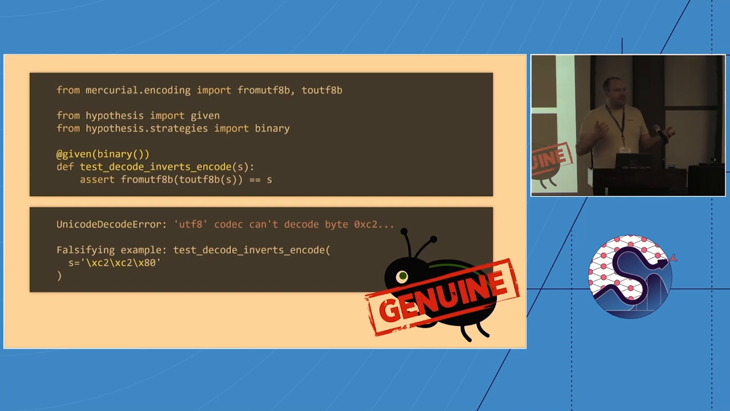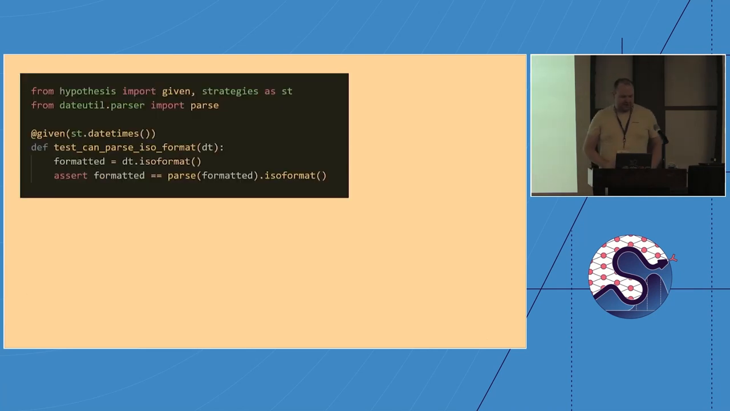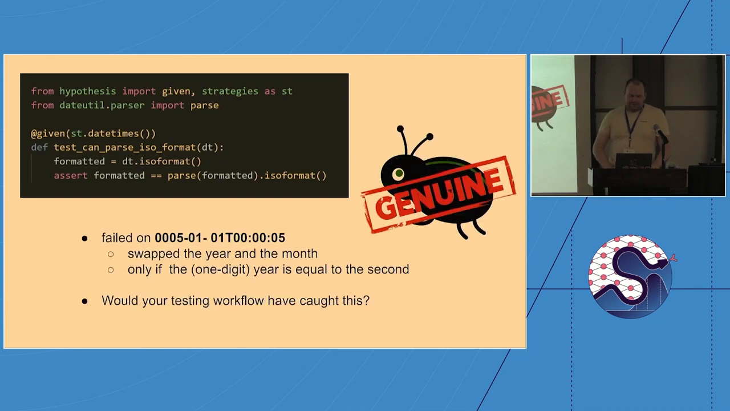So, of course, the point of finding these bugs is to fix them, and it was fixed very promptly. What about datetimes? If we start with a datetime and get the ISO format string, then parse it using dateutil and ISO format that, it turns out we could get a bug here as well. If the year had a single non-zero digit, like a year between 0 and the year 9 AD, and the year was equal to the seconds digit, then it would swap the year and the month, sorry. Who here thinks they ever would have written a unit test that caught this?